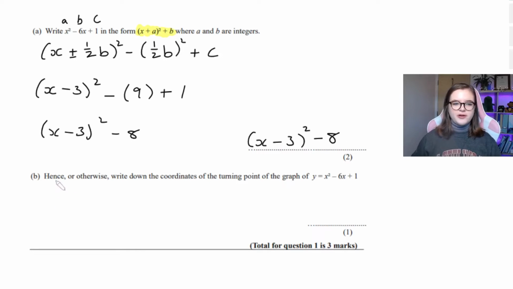And then, moving on, hence or otherwise, write down the coordinates of the turning point of the graph y equals x squared minus 6x plus 1. So they say hence or otherwise. You could do some really weird algebra stuff. You could plot a realistic graph if you really want, a to-scale graph. It would take you a long time and would be completely nonsensical, but you could. That's why there's a hence or otherwise. But hence is the word you wish to go for here.